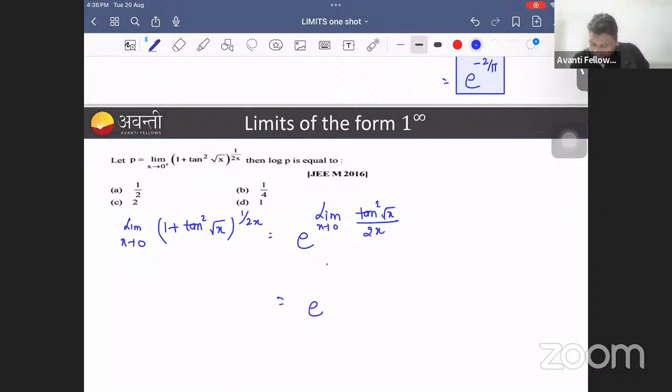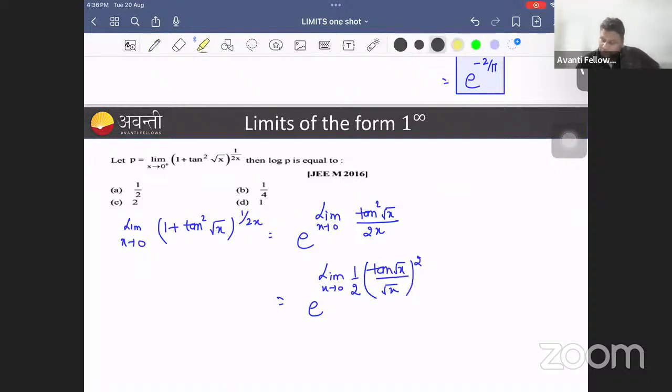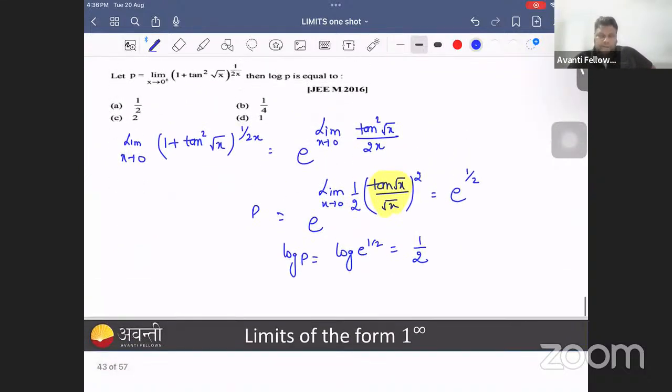I can write it e to the power limit x approaches to 0, 10 root x upon root x whole square and extra 1 by 2. Got it? Now x approaches to 0, this tan 0 by 0 will be 1. Your answer will be e to the power 1 by 2. This is your p. They are asking for log p. Log p is log e to the power 1 by 2, and the answer will be 1 by 2. Got it?